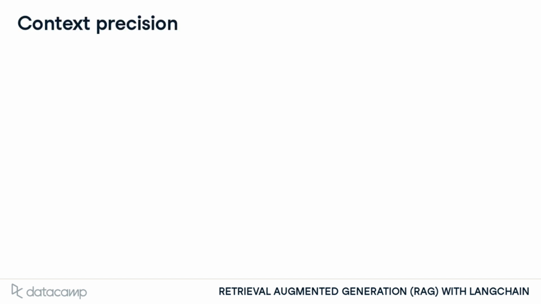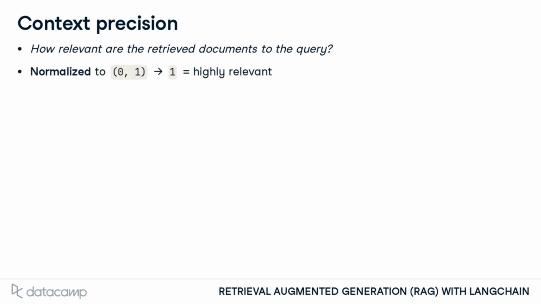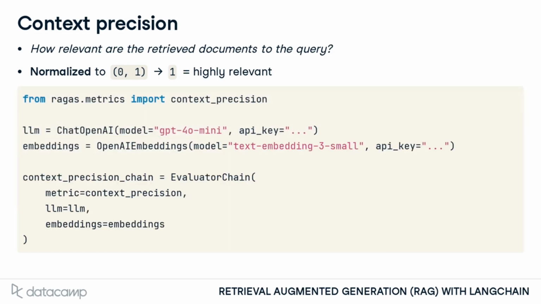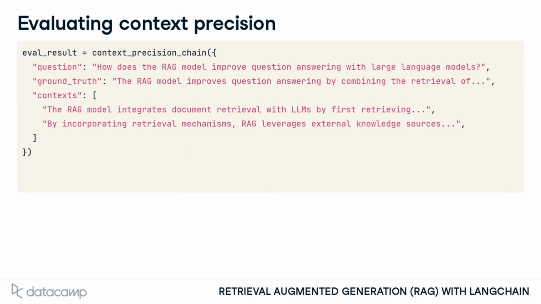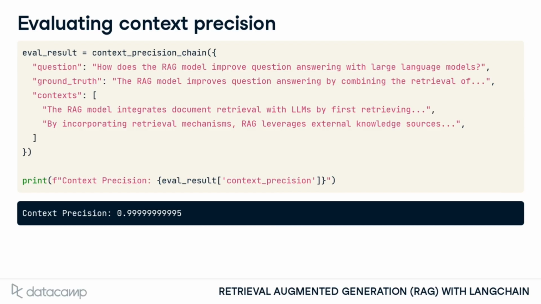Context precision measures how relevant the retrieved documents are to the query. A context precision score closer to 1 means the retrieved context is highly relevant. The only change we need to make to the faithfulness evaluation chain is to import and use the context precision metric instead. The context precision chain similarly takes a dictionary with question, contexts, and ground truth keys, representing the input query, the retrieved documents, and the ground truth document that should have been retrieved. Printing the results, we can see that we achieved a high context precision, indicating the retrieval process is returning highly relevant documents.